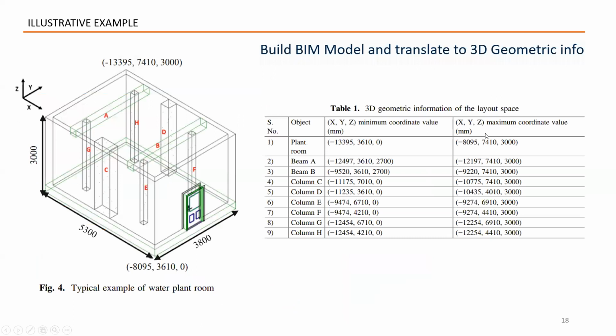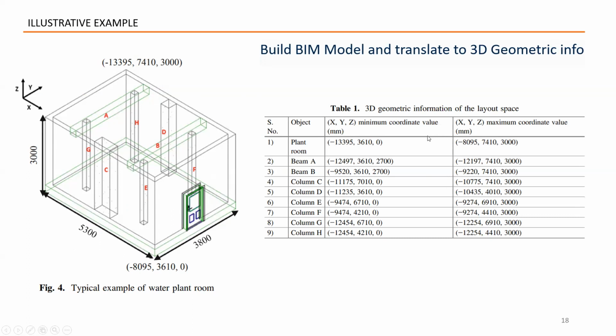Now I will show an illustrative example using this combination of algorithms, 3D A star and SA. This is a typical water plant room model built in BIM software. The architecture and structure elements like the walls, the columns, and beams are all shown here, and the opening of the wall. These elements are all considered as physical constraints for the PEPs.